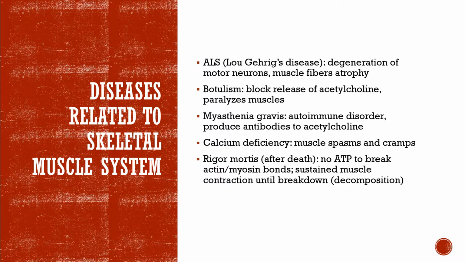Here are a few diseases that may affect the skeletal muscle system, like ALS, which causes the degeneration of motor neurons and muscle fiber atrophy; botulism, which blocks the release of acetylcholine and paralyzes muscles; myasthenia gravis, an autoimmune disorder that produces antibodies to acetylcholine; calcium deficiency that causes muscle spasms and cramps; and rigor mortis, which commonly occurs after death, in which the body stiffens.